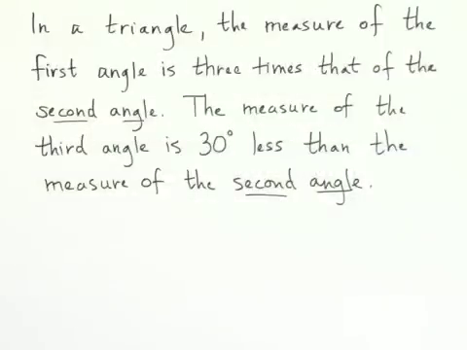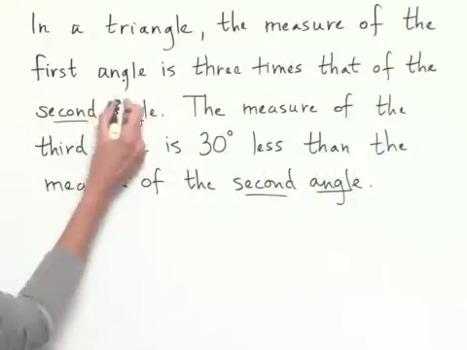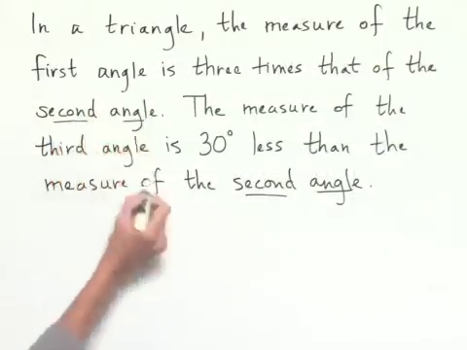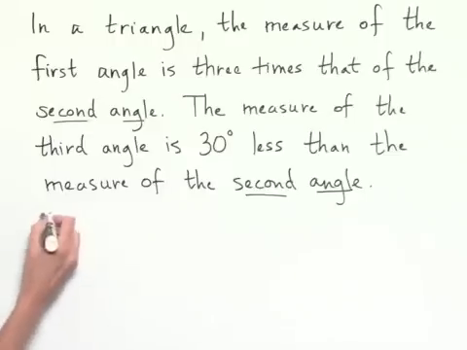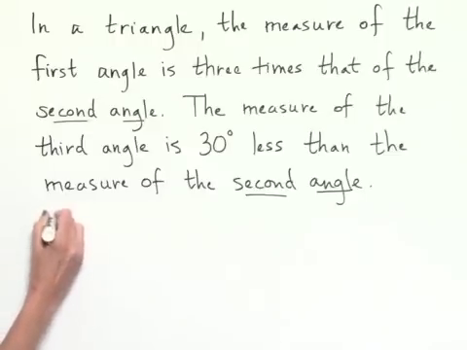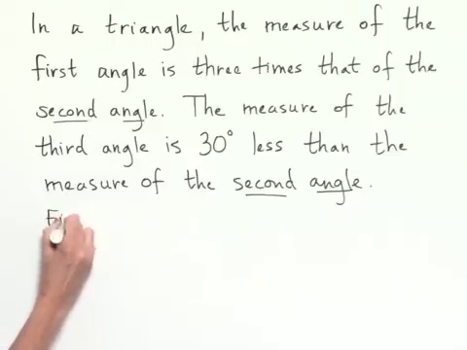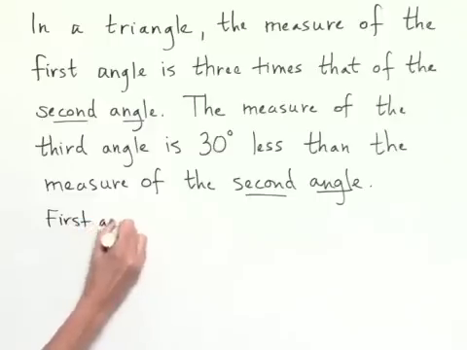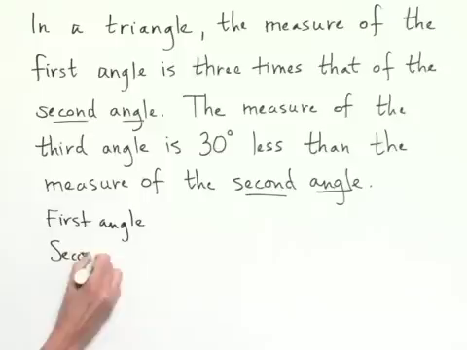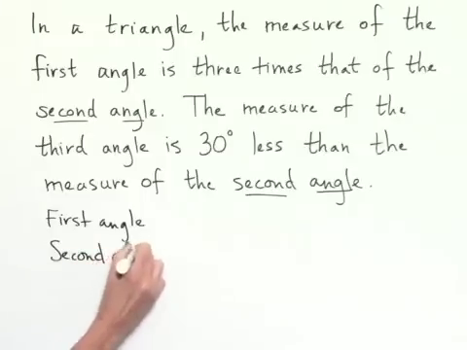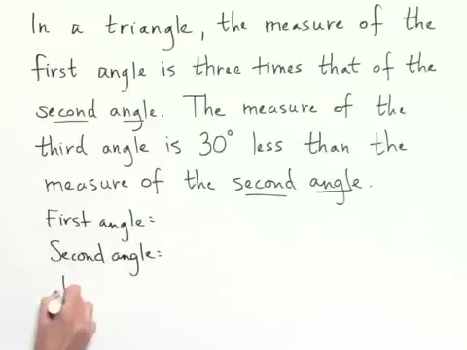Well, notice that what we're given here is the measure of each of the angles in relation to the second angle. And I have that emphasized here. So therefore, we need to set up variable expressions for each. Well, we can say that our first angle needs to have a variable expression, our second angle, likewise, and our third angle.